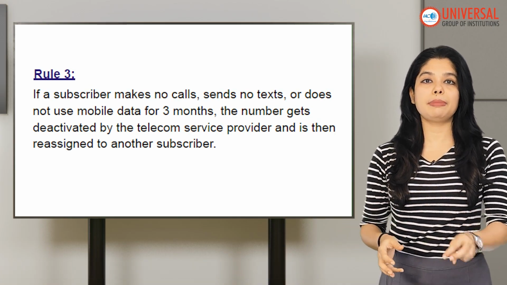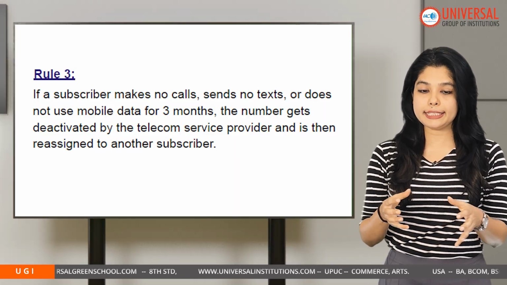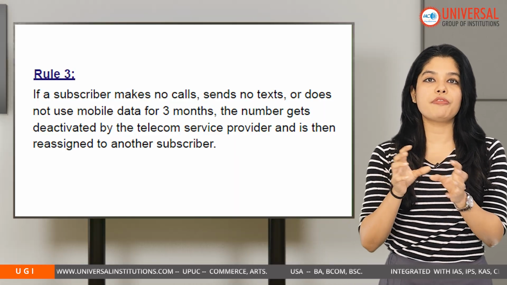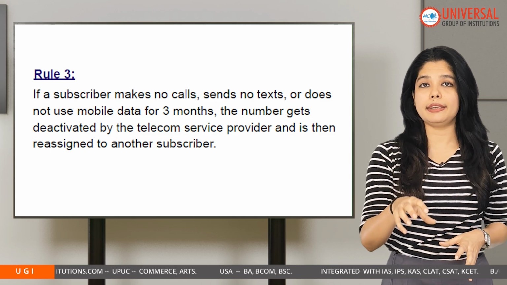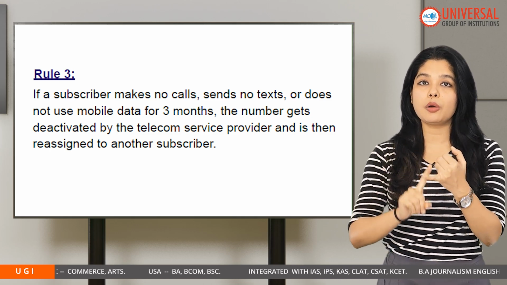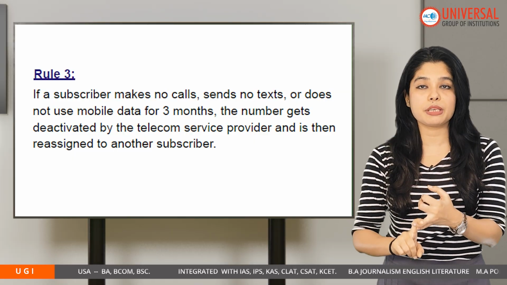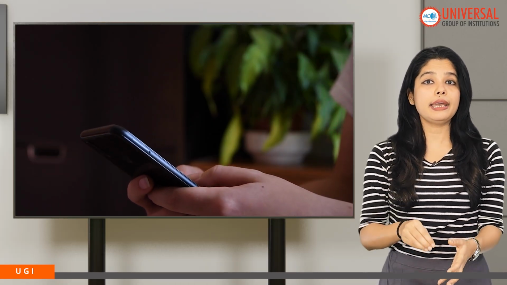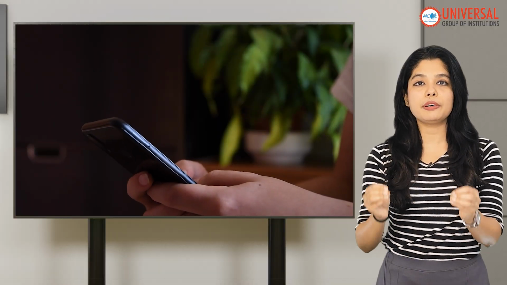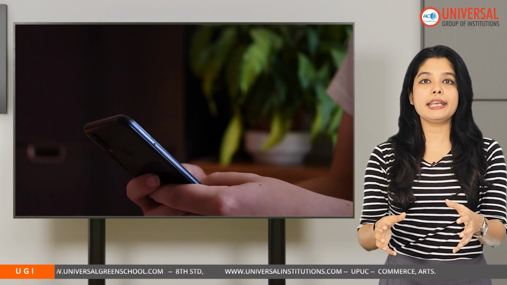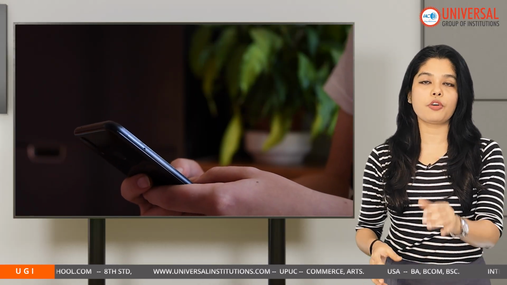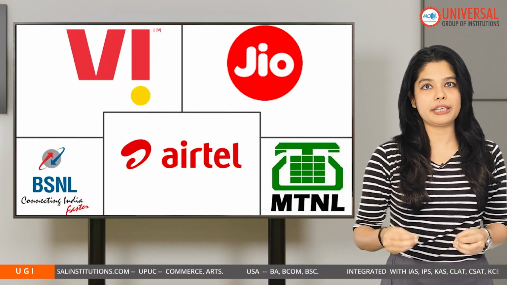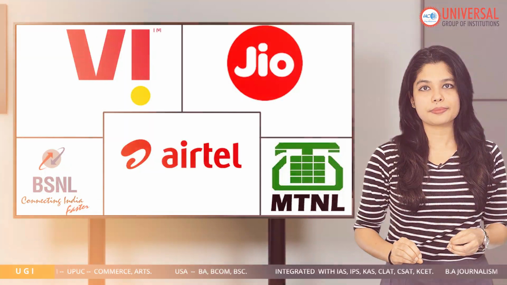Now let's discuss the third rule, which is the 3-month rule. It says that if a subscriber, suppose I am a subscriber of a telecom service, is not using calls, text messages, or data on that mobile number, then after 3 months the number will be deactivated, saying that I was not at all active on my number. This will be done by my telecom provider after 3 months.